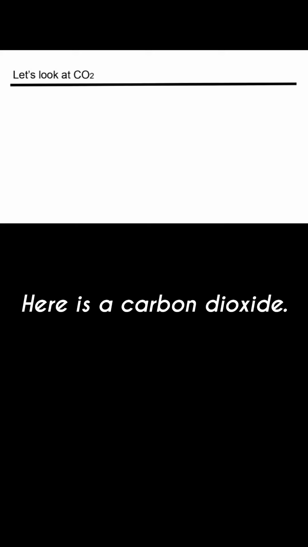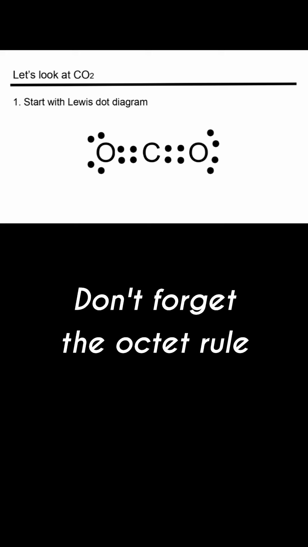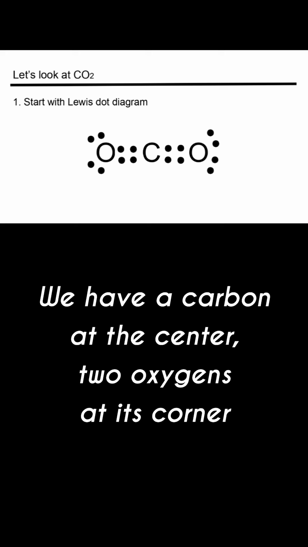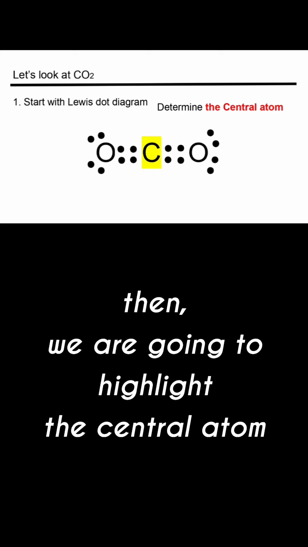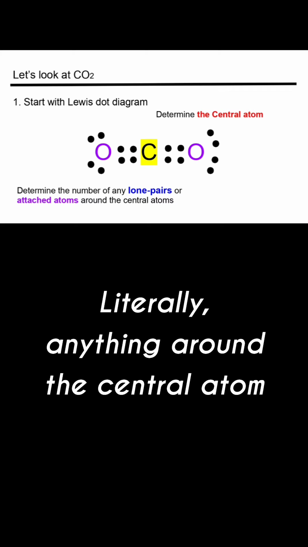Here is a carbon dioxide. The first step is starting with Lewis dot diagram. As you can see, don't forget the octet rule. We have carbon at the center, 2 oxygen at each corner. Then we are going to highlight the central atom only. Literally anything around the central atom.